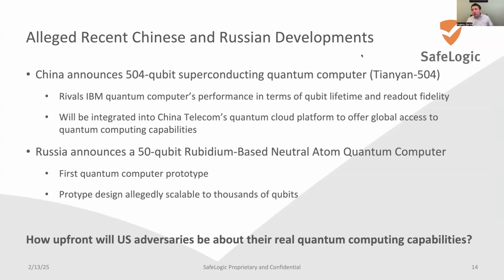So again, just to get back to the developments, there have been a couple that came out fairly recently. China just announced that they have a 504-qubit superconducting quantum computer, rivaling IBM's quantum computer, at least that's what's alleged in terms of qubit lifetime and readout fidelity. Again, going back to the error rates we just talked about. And Russia also recently announced a smaller 50-qubit quantum computer, but using a different approach that is allegedly going to be pretty scalable to thousands of qubits. Again, this is what's being alleged.